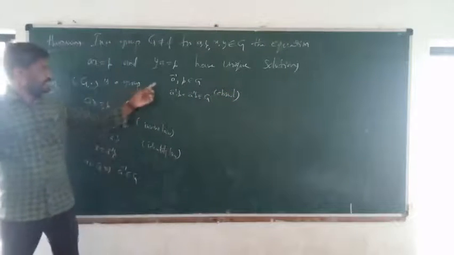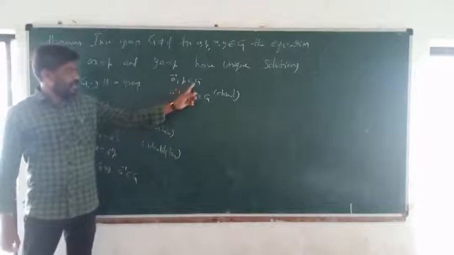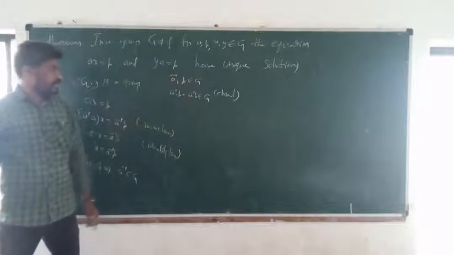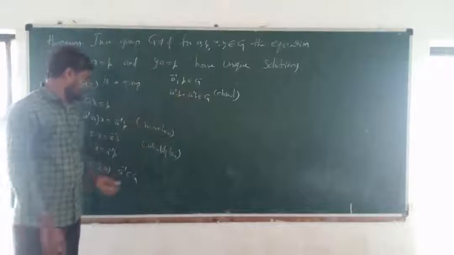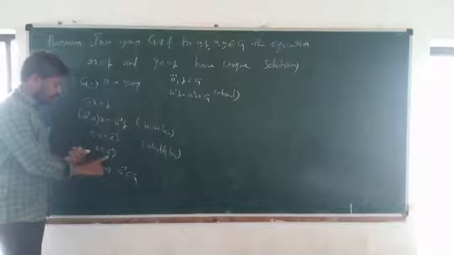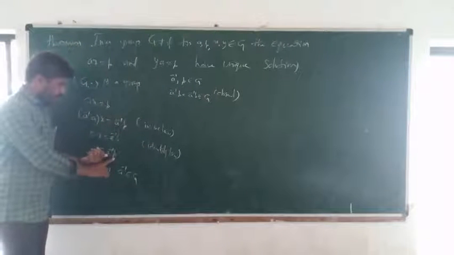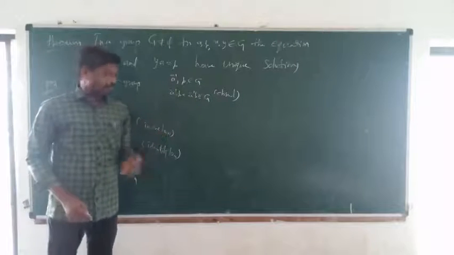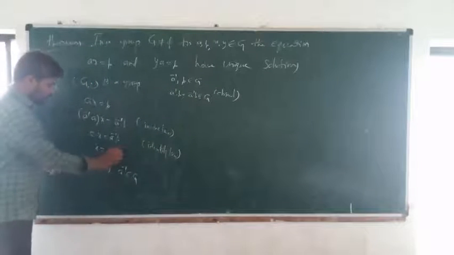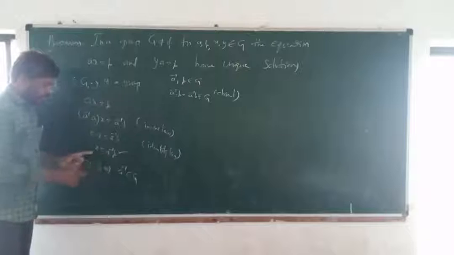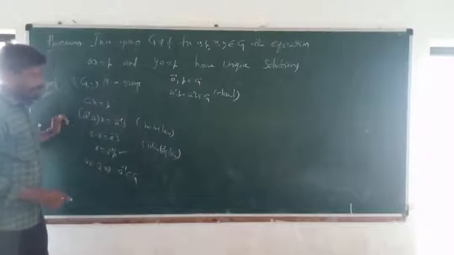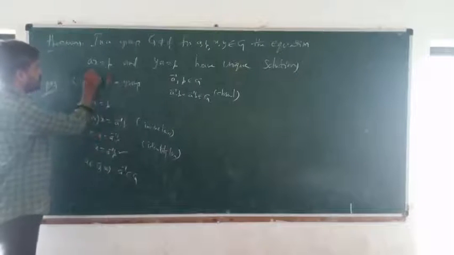Two elements I am selecting: a inverse one element, b belongs to G. By the closure law, a inverse into b belongs to G. So total x equal to a inverse b must belong to G. Okay, the x value is over. What is the x value? x equal to a inverse b. This is the proof.